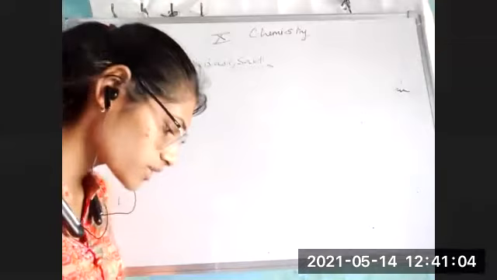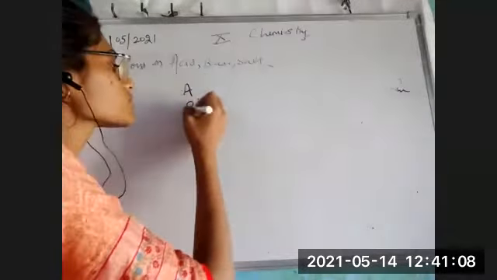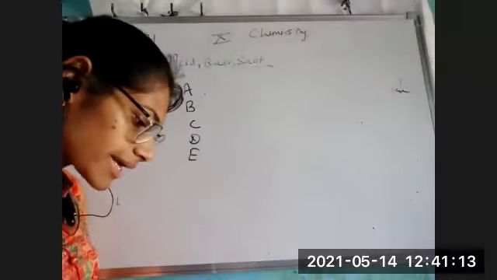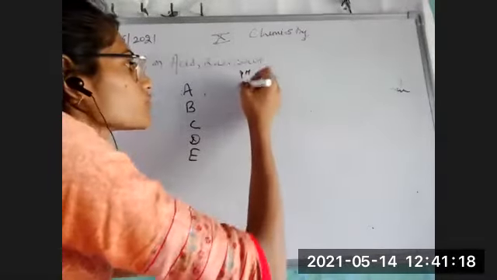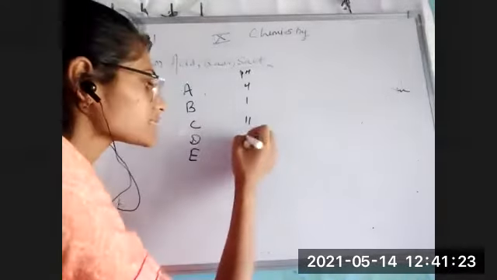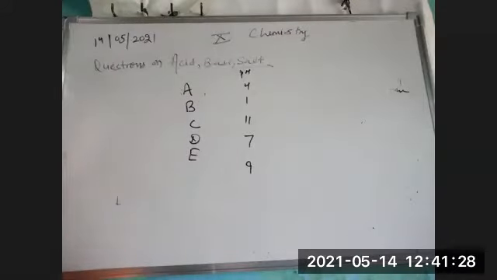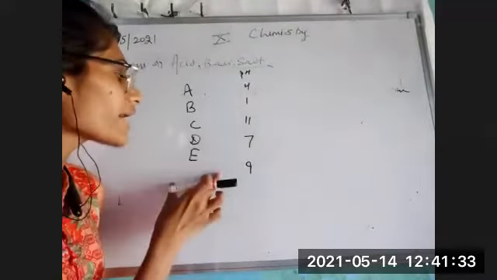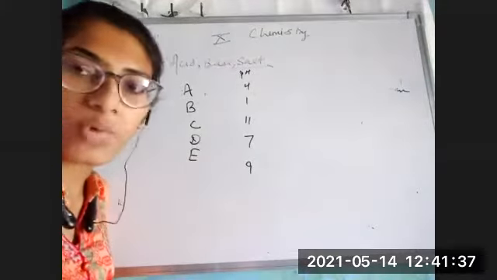Okay, the next question is, we have been given 5 different solutions. Suppose they have been given the names A, B, C, D, E, and each solution has a different pH value: 4, 1, 11, 7, and 9. Okay, so very simple topic, very easy question. The question is, we have 5 different solutions with different pH values. The pH value is already provided to us.